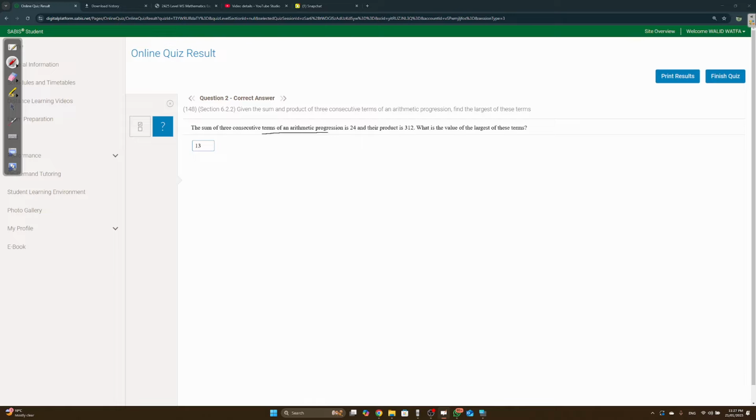The sum of 3 consecutive terms is 24, and their product is 312. Keep in mind it's an arithmetic progression. They're asking what's the largest of these 3. But let me tell you how to start. You have 3 consecutive terms of an arithmetic progression. Let's say you start with the value of n. You know that the value after that will be n plus the common difference. And the value after that will be this value plus another common difference, right? So actually it's n plus n plus d plus n plus 2d, right?